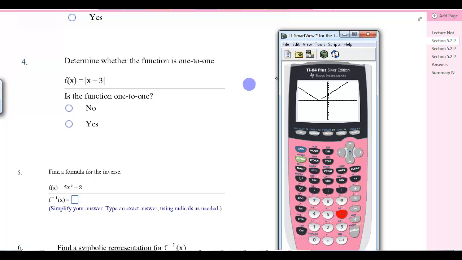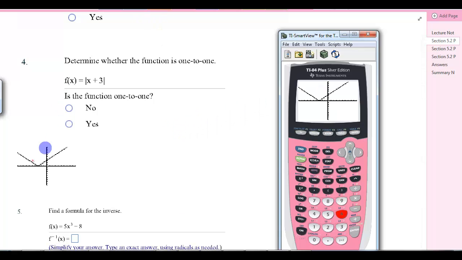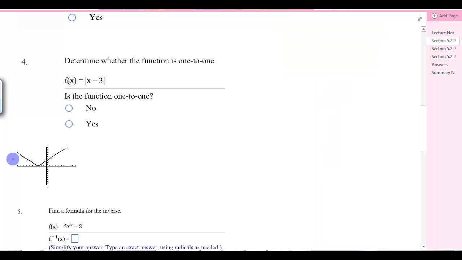All right, and so if I put that over here, and I draw a vertical line on any absolute value like that, what's going to happen? I'm going to hit it there and there, so that is not 1-to-1.